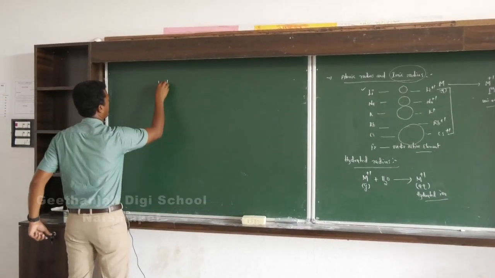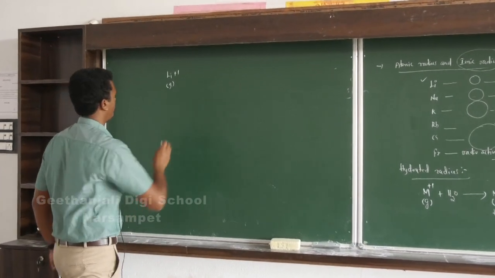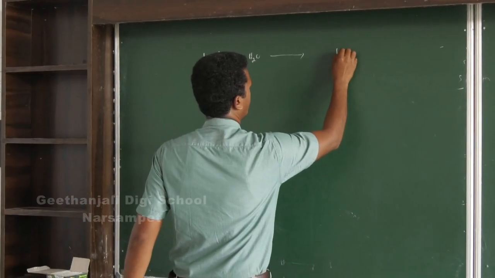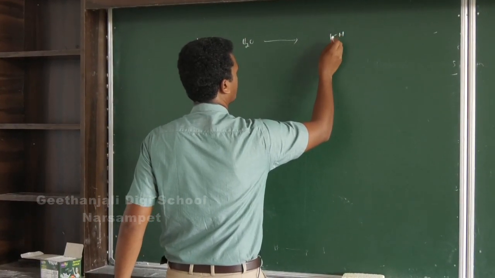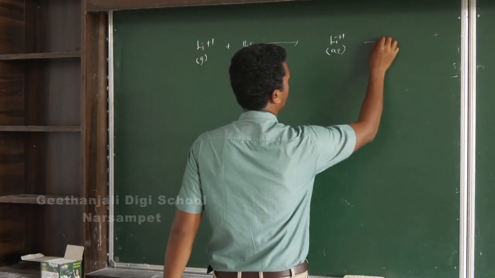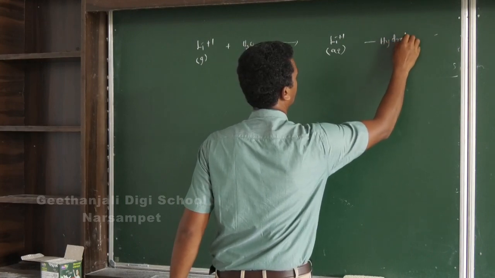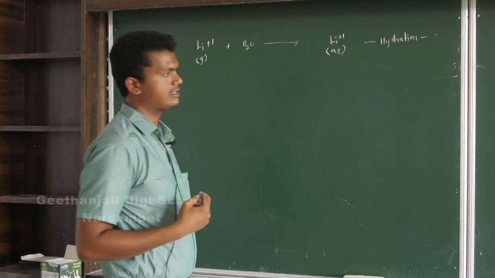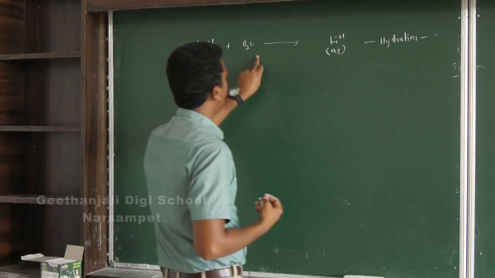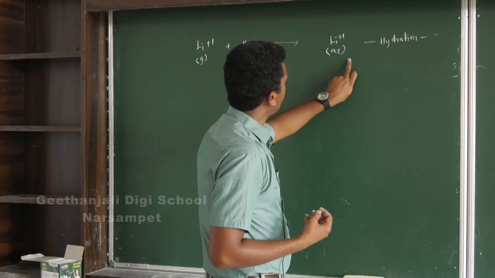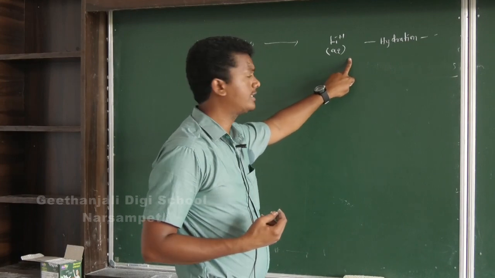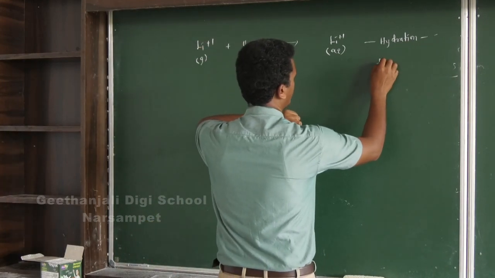So, let me take the lithium plus 1 ion which is in the gaseous phase. When it dissolves in water, it forms lithium plus 1 aqueous. This process is called hydration. When 1 gram mole of this lithium plus 1 ion is dissolved in water, to form the aqueous lithium plus 1 ion, we will get some energy. That energy is called hydration energy.